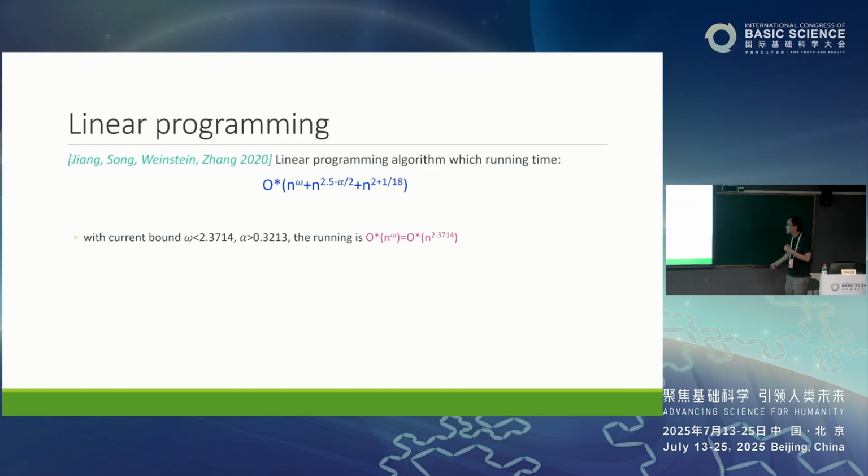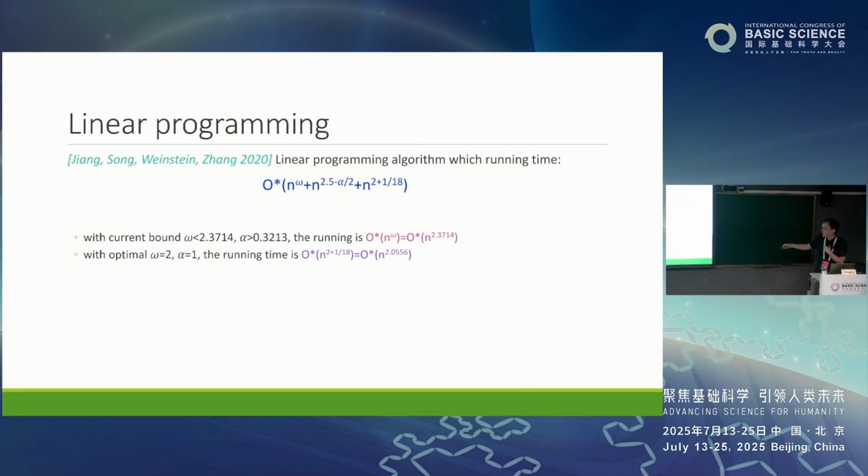So the current bound, we know that the current bound of omega is like 2.3714, and the current bound of alpha is 0.3213. When omega equals 2, alpha equals 1. So of course, maybe this algorithm is still not optimal.